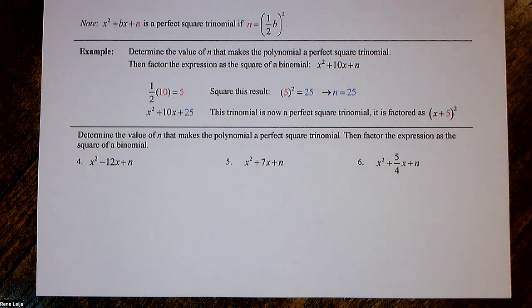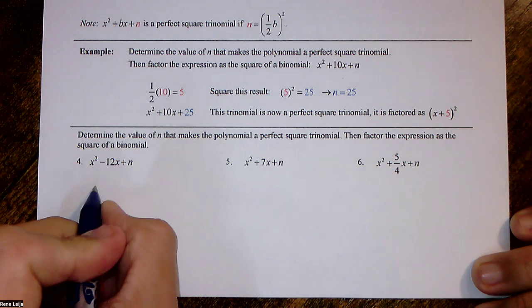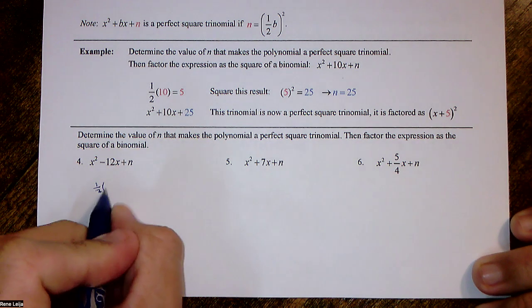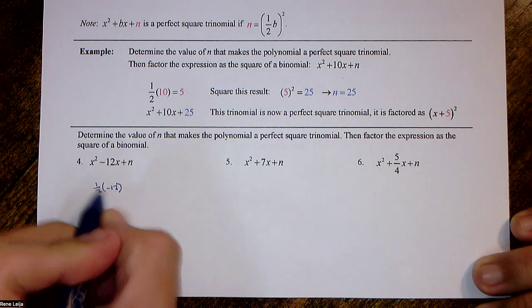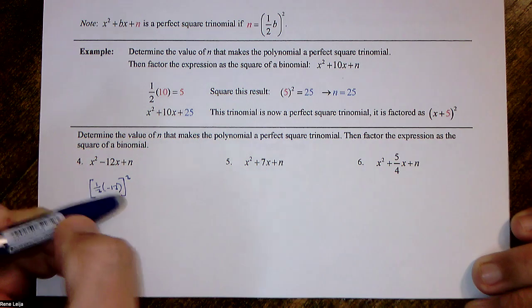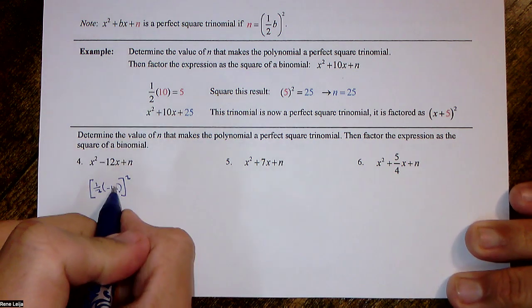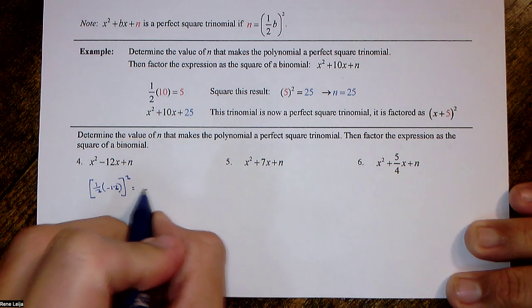All right, so here's what we're going to do. The pattern is that we take half of b and square it. So half of negative 12, and then we're going to square it. So half of negative 12 is negative 6.